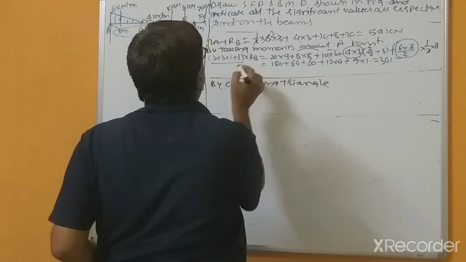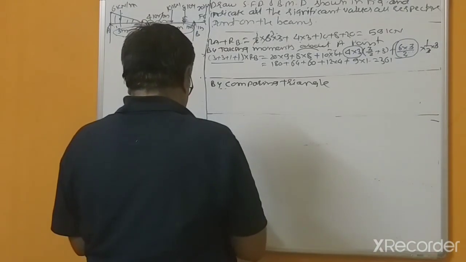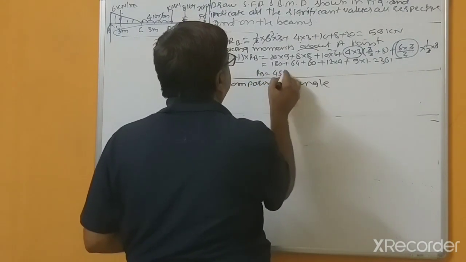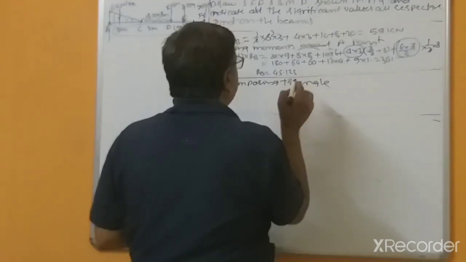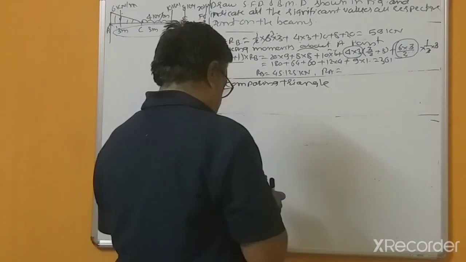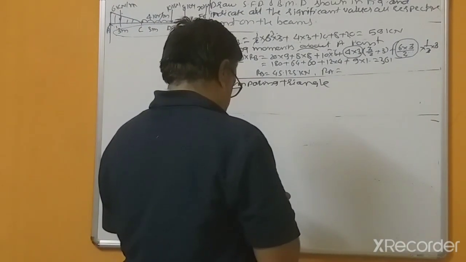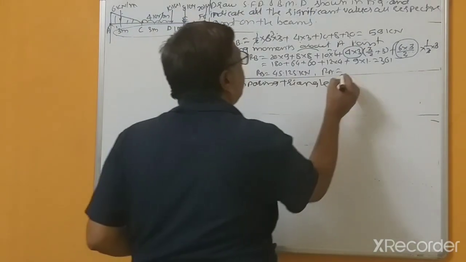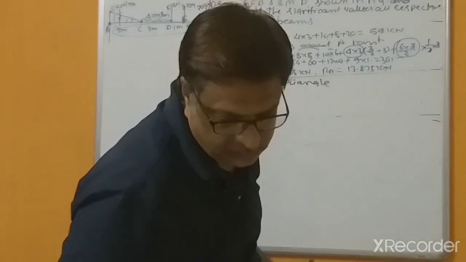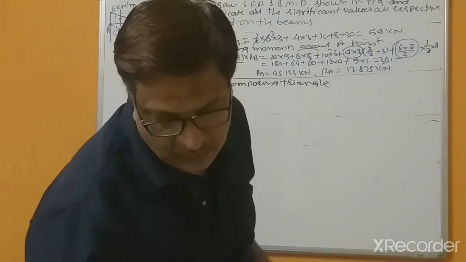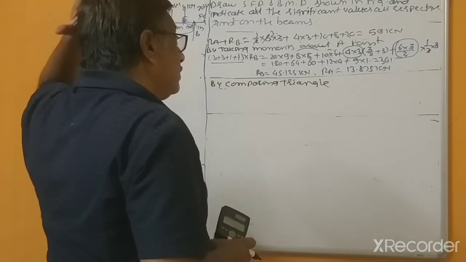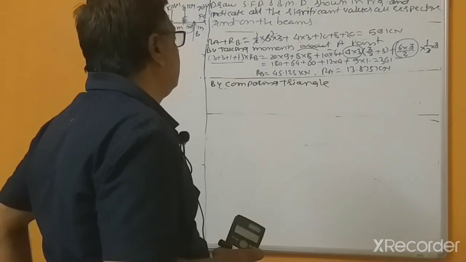Divided by 8, 45.125 kilonewton, and RA equal to 13.875 kilonewton. Four, 8, 12, 9, right.